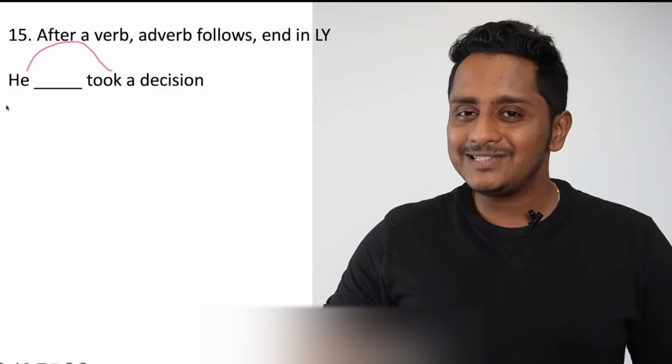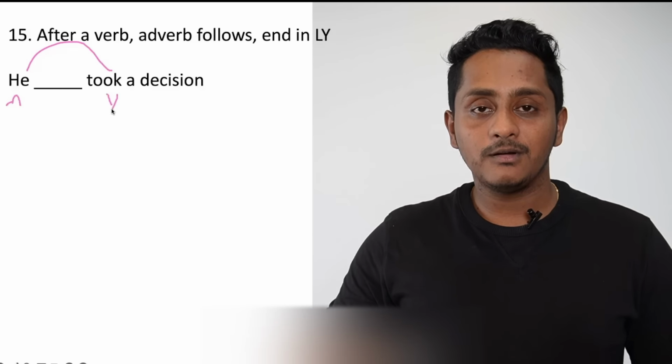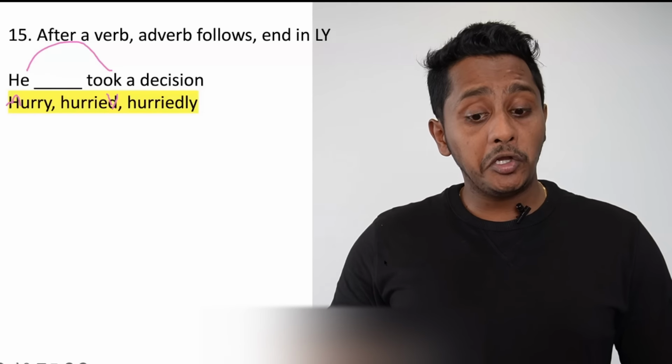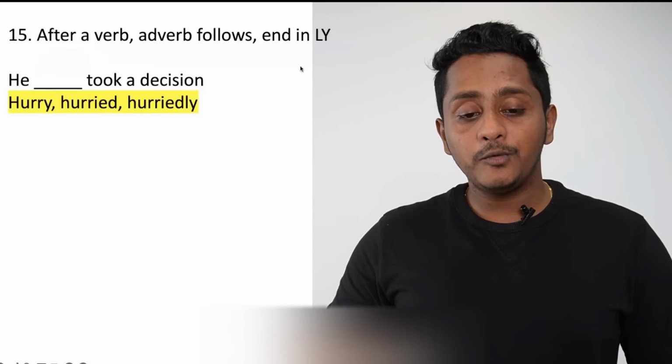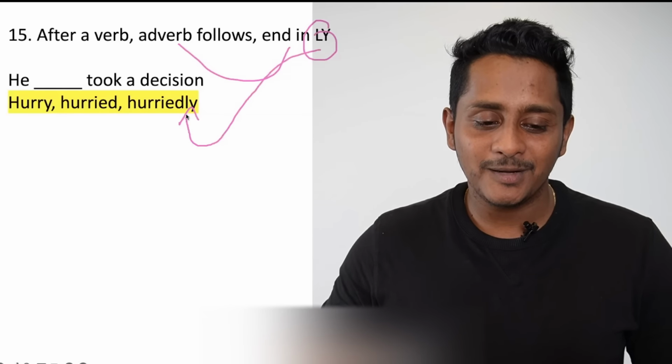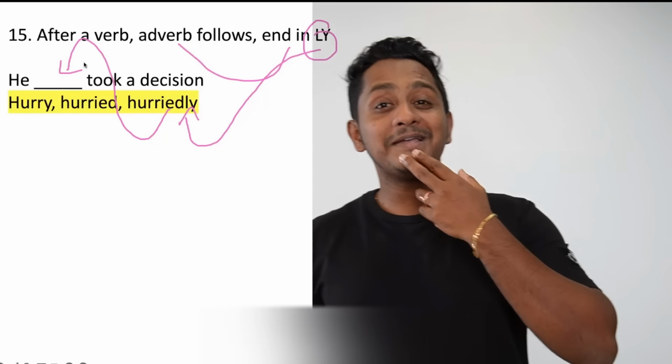He took a decision. Decision, rather. Noun, verb. How did he take it? He slowly took a decision. Hurriedly took a decision. Now, adverb: usually 90% of them end in L-Y. So L-Y has to come. Answer is hurriedly. Easy peasy.